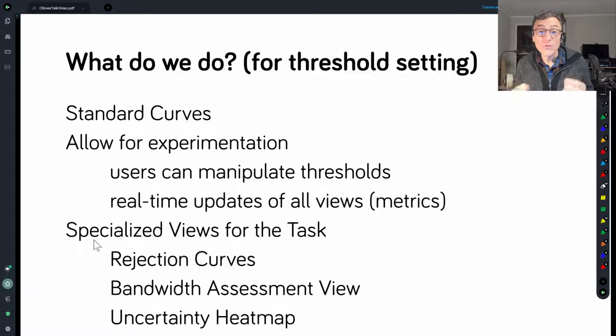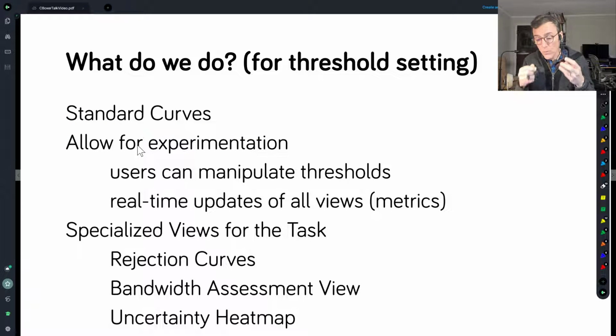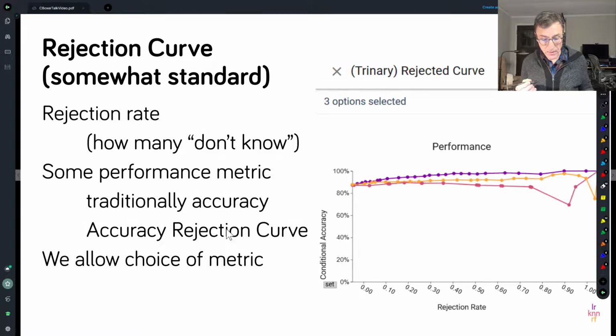So what do we do for thresholding? We provide those standard curves. We also allow for experimentation. We give interactive controls with sliders that allow the user to explore different values and see how they cause trade-offs in terms of various performance metrics. We also provide some specialized views that were specifically designed to support the threshold setting task. So I'll run through these.